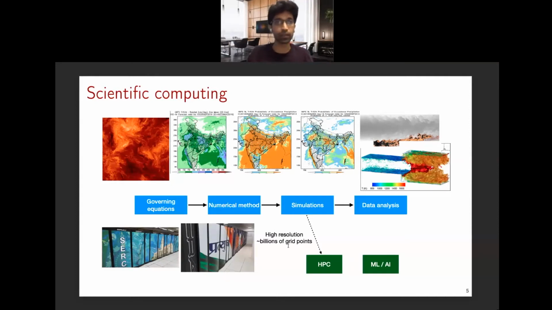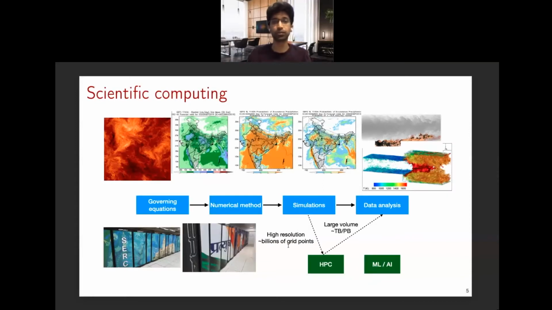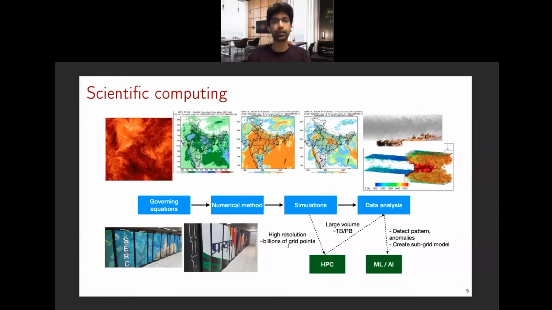And with these simulations, we generate large volumes of data. Currently, we are generating data of the order of terabytes, and in future, as we move towards the next generation exascale computing, the data will be of the size petabytes. That means we need an intelligent workflow to do data management, right? Typically, we want to detect patterns, anomalies, or create subgrid models like reduced order models using machine learning to have efficient data management as well as analysis.